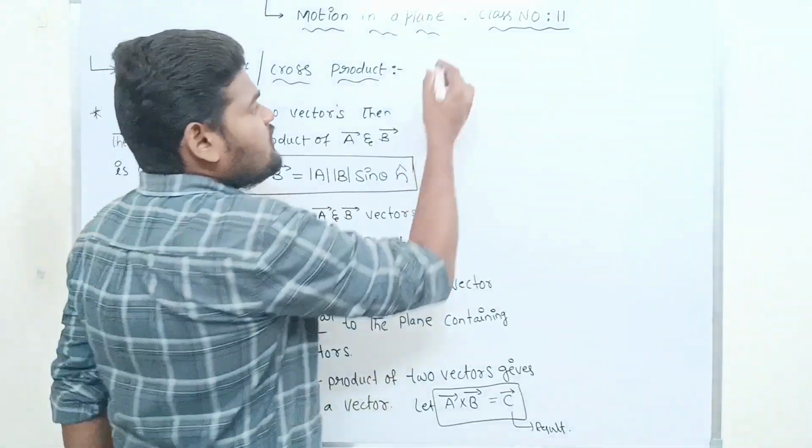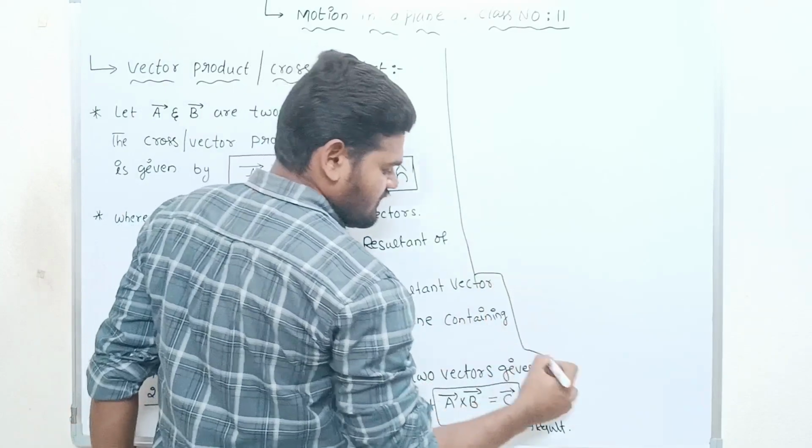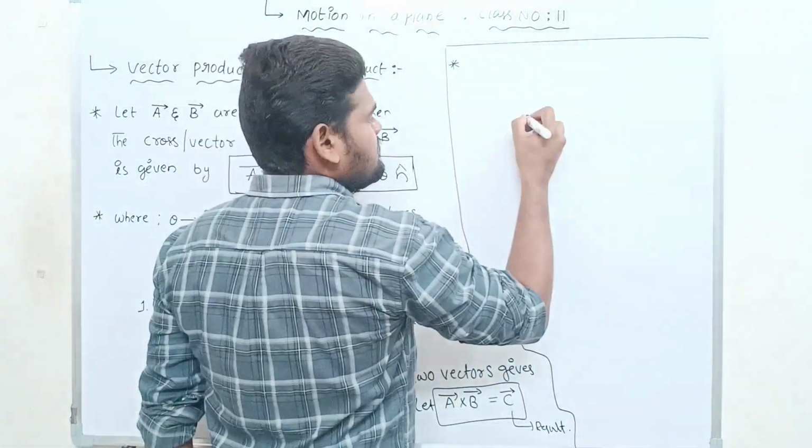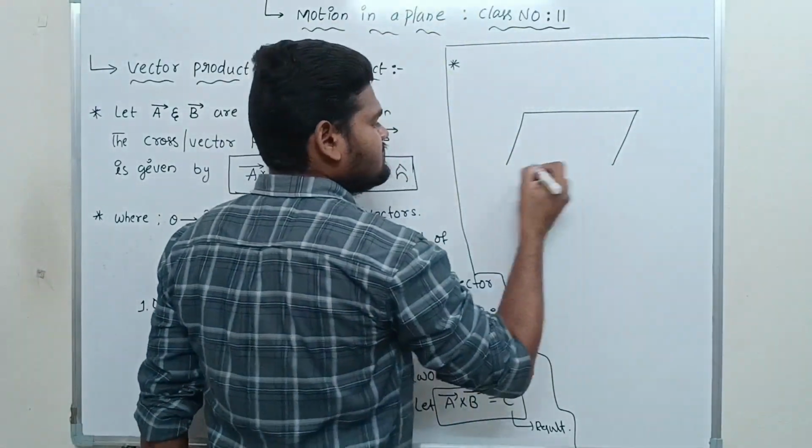Have a look. How to find the direction of the resultant vector? Right, I'm taking a plane.